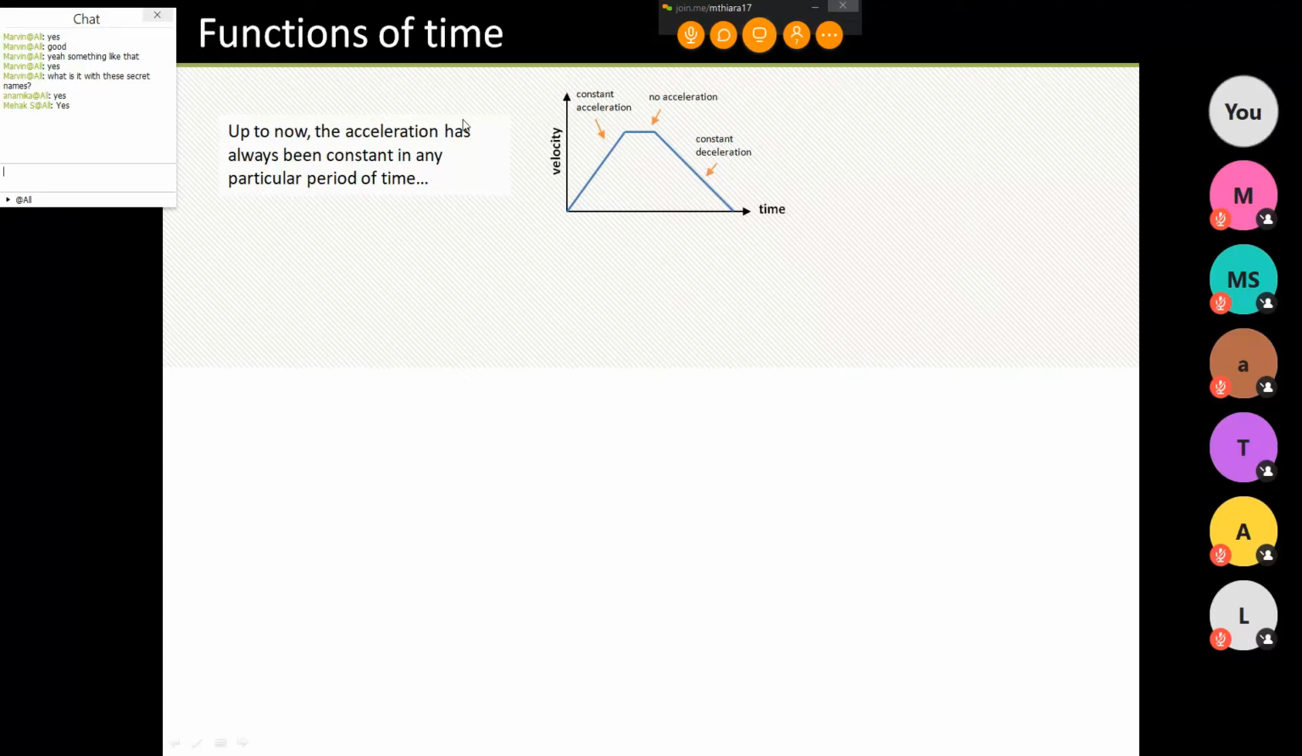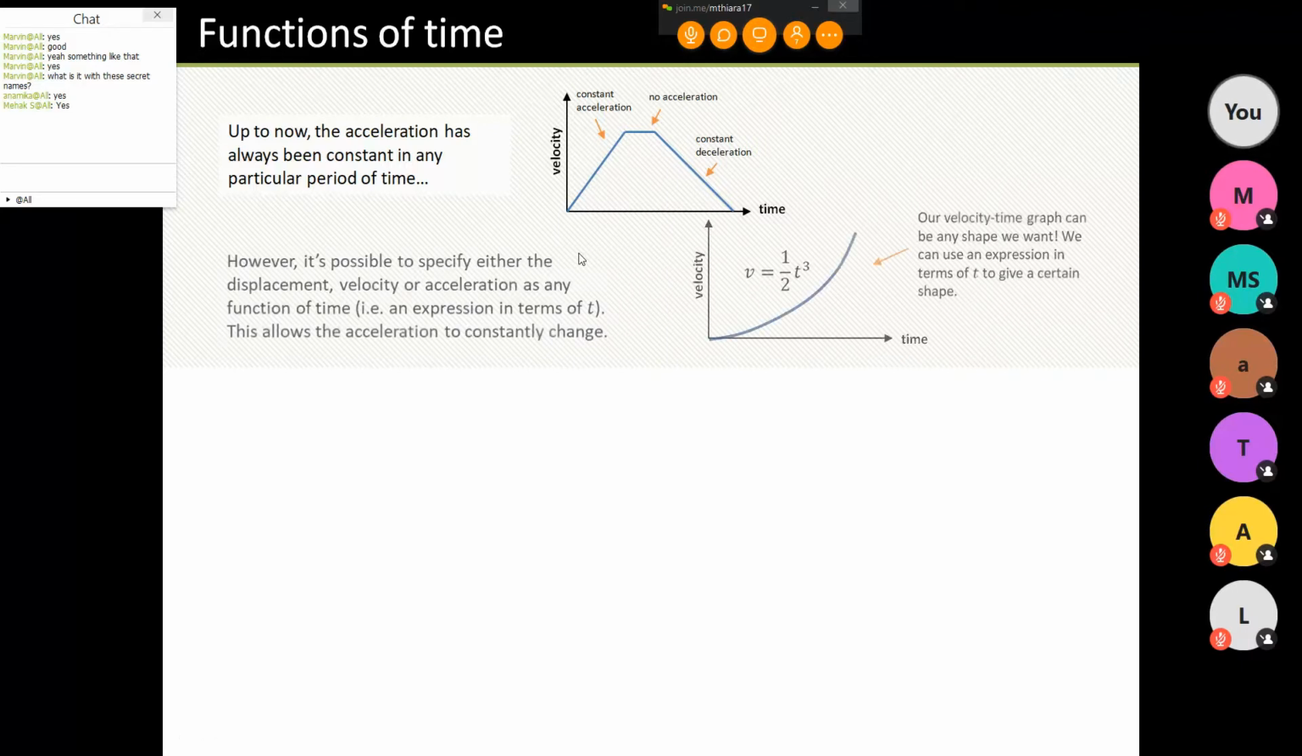Now we're looking at variable acceleration. In variable acceleration there is going to be some sort of function, and we're going to be looking at functions instead of graphs which are a combination of straight lines. So let's get started. Velocity might be given to you in a formula, so v equals a half t cubed.